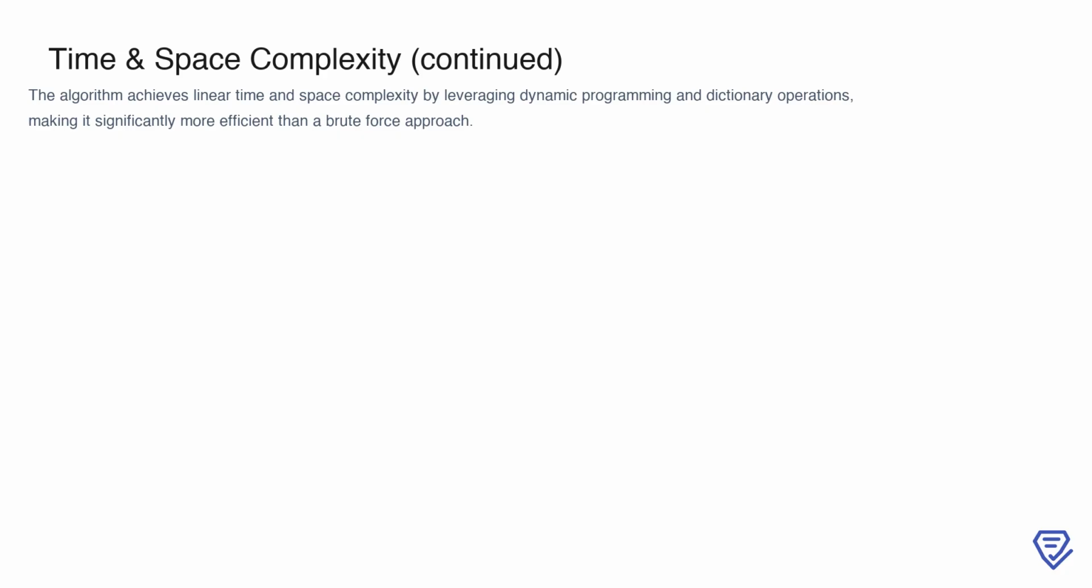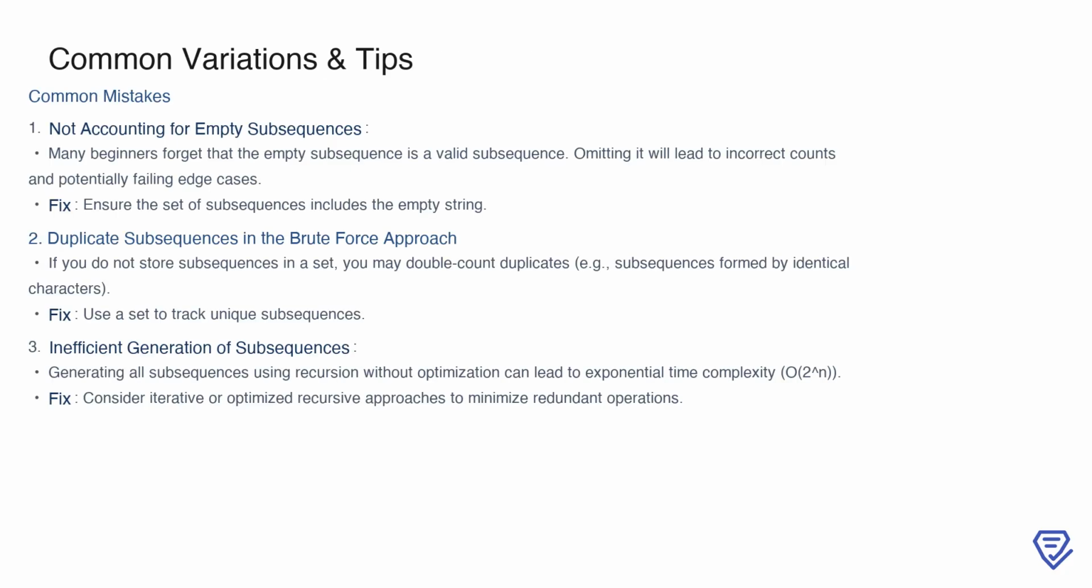distinct subsequences. When solving problems involving subsequences, there are a few common mistakes that can trip you up. First, not accounting for the empty subsequence is a frequent issue among beginners. Remember, the empty string is a valid subsequence, and leaving it out will lead to incorrect counts and missed edge cases. The fix here is simple: ensure your solution includes the empty string as part of the set of subsequences.